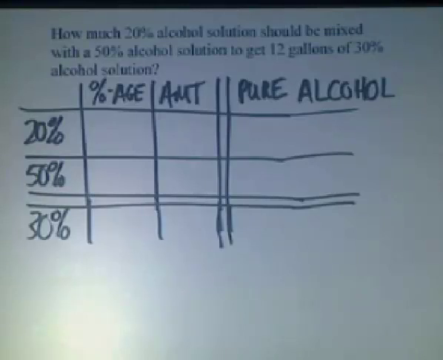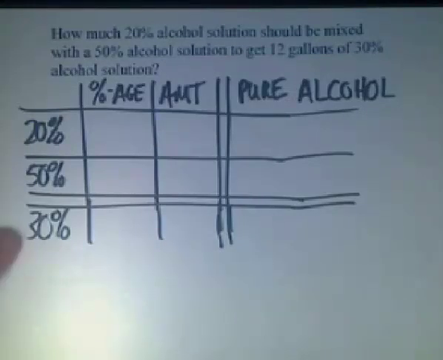Consider the following mixture problem. How much 20% alcohol solution should be mixed with a 50% alcohol solution to get 12 gallons of 30% alcohol solution? Well, here's what we'll do. We're going to set up this chart, as you see here.